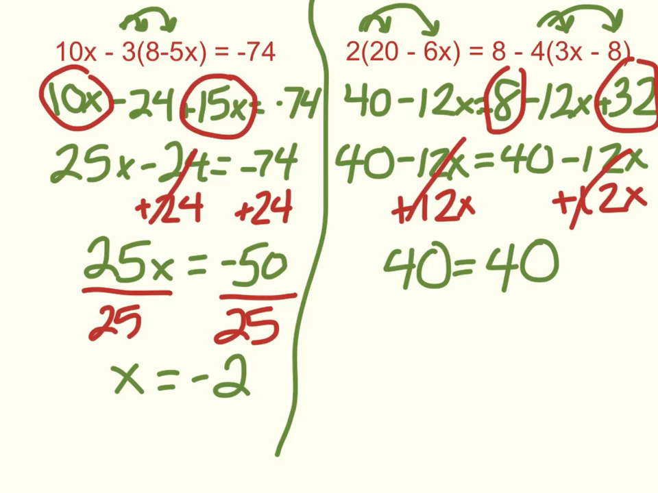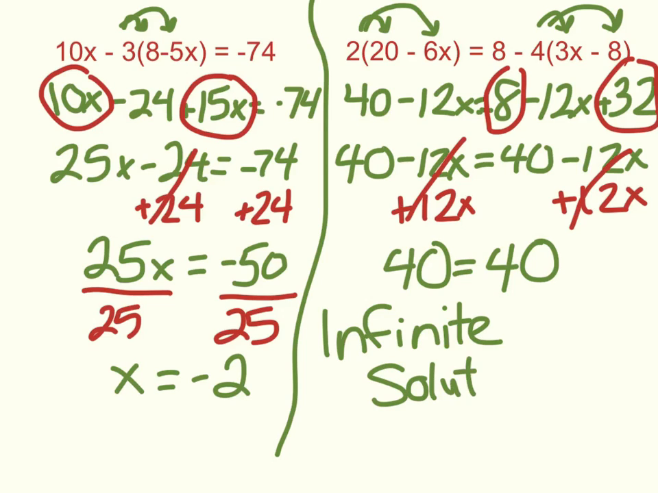So this means that I have to check my answer here. 40 equals 40, and I have to ask myself, is that true? Yes, that is true. 40 always equals 40. So in this case, we have infinite solutions. So x could equal anything, any number.